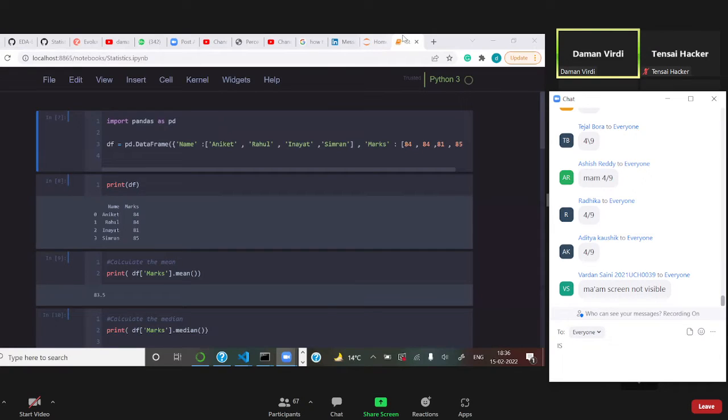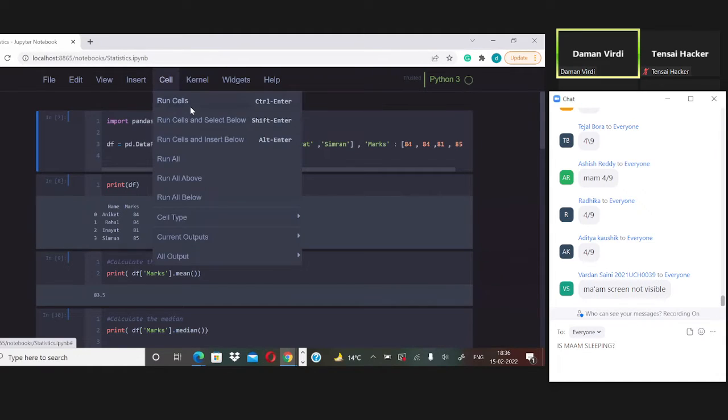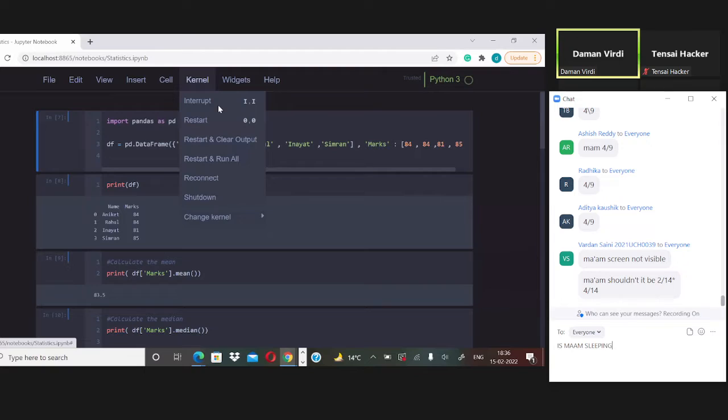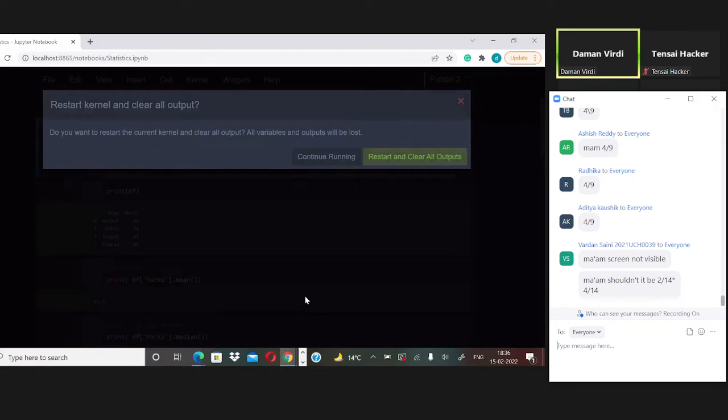In the next class, we'll see how to create a data frame. Data frame is basically a two-dimensional data structure, meaning your data is stored in the form of rows and columns.